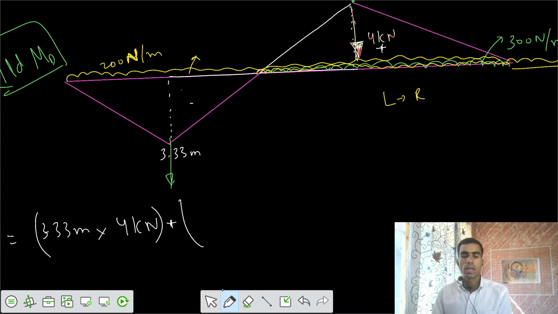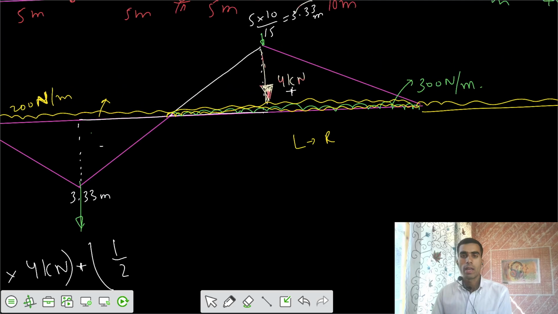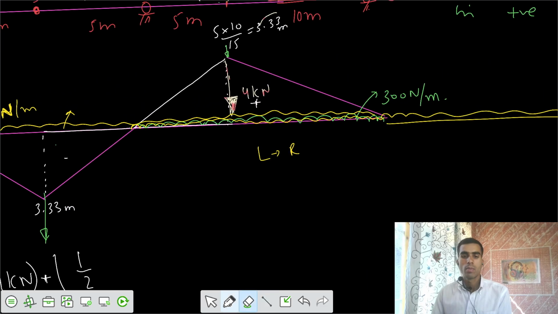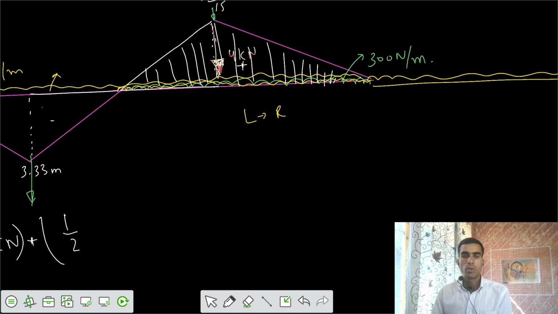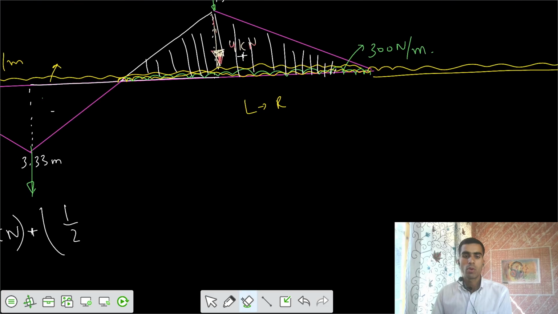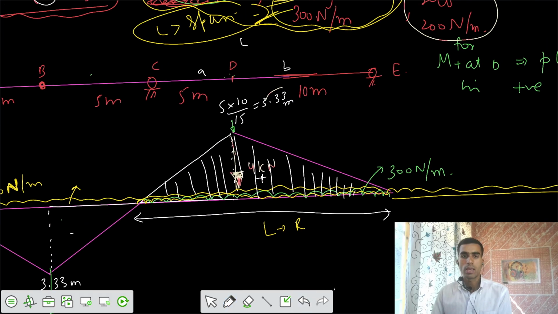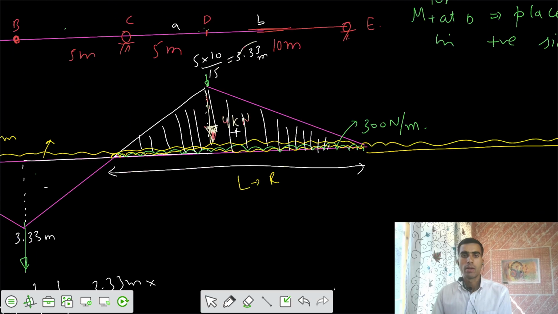Second effect is the area of the UDL, that area of the positive loading diagram. I would say area of the positive loading diagram is 1 by 2, maximum ordinate of 3.33 meter into length of, what is this length? I need to see what this length equals to. That is 15 meter.